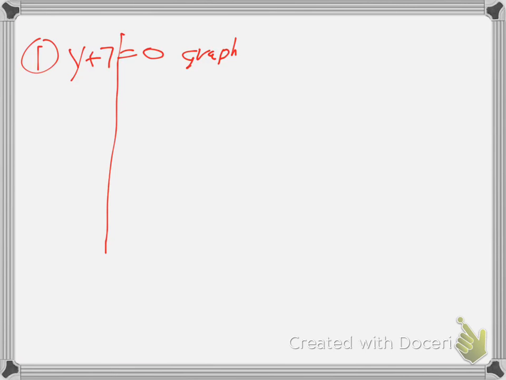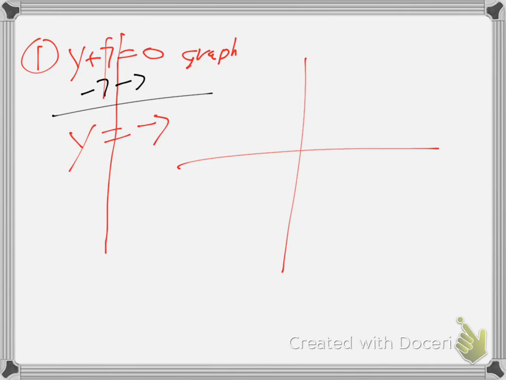Number 1, Y is not alone. So if it's not alone, you've got to do that first. Get the Y alone, then it'll all be good. So subtract 7 from both sides, and we get Y equals -7. Then we go to the graph. So we have the x-axis and the y-axis. Where does it go through the y-axis? Down 7: 1, 2, 3, 4, 5, 6, 7.